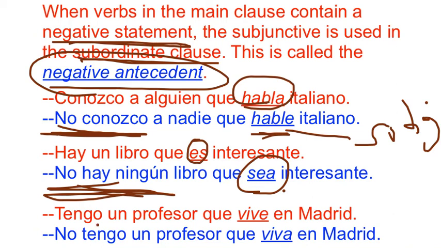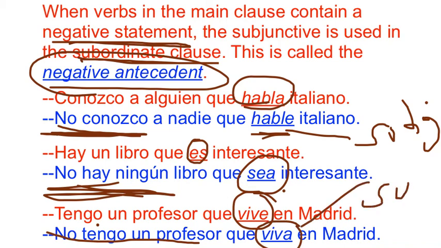Tengo un profesor que vive en Madrid. That professor exists. You have a professor, a teacher that lives in Madrid, as opposed to no tengo ningún profesor. That's the negative antecedent. The subjunctive is used. Que viva en Madrid.